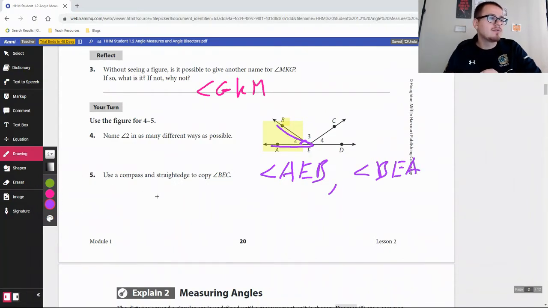5 asks you to use the compass and straight edge to copy BEC. Can I clear all this? Or erase it? There's my eraser. If you were to look at BEC, that would be this angle here. Something that we would do in school is use patty paper. It's translucent, it sticks to burger patties, and you could trace it that way.